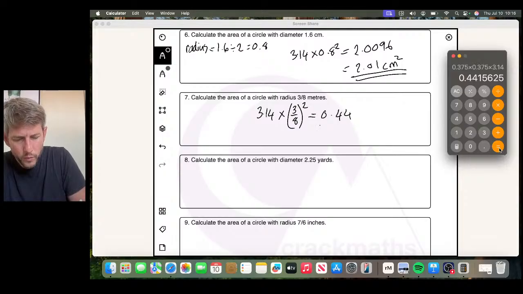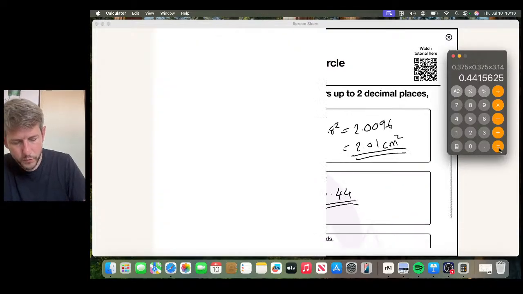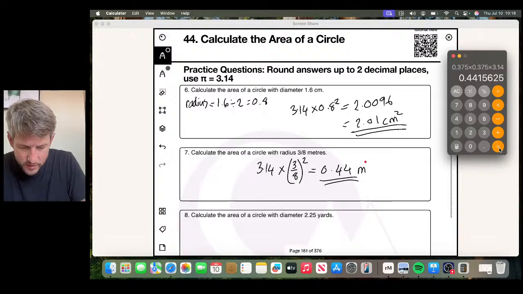Oh, there was one that equaled 0.44 last time. Which one was it? This was the same question, but it was different enough. I'm happy that that's different enough. Okay, so meters squared.